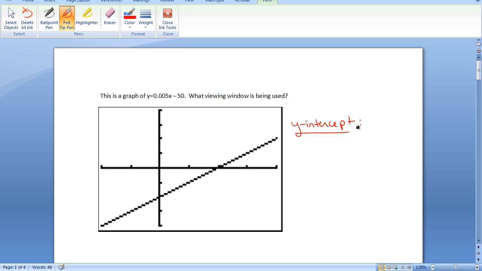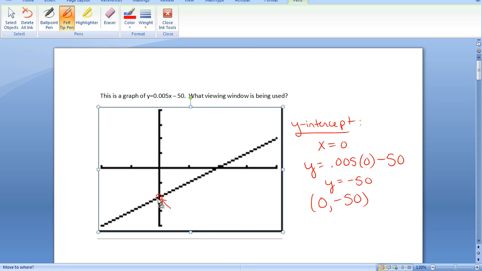The y-intercept occurs where the x value is 0. So on this graph, if x equals 0, I plug in x equals 0 and we get y equals negative 50. So the y-intercept is the point 0, negative 50. On the graph, that is this point here, the point on the graph where the graph crosses the vertical axis. I'll go ahead and label that.